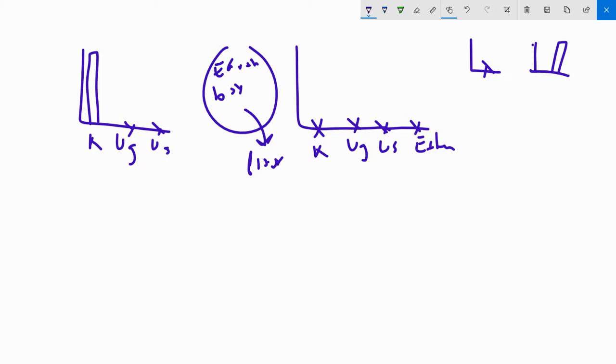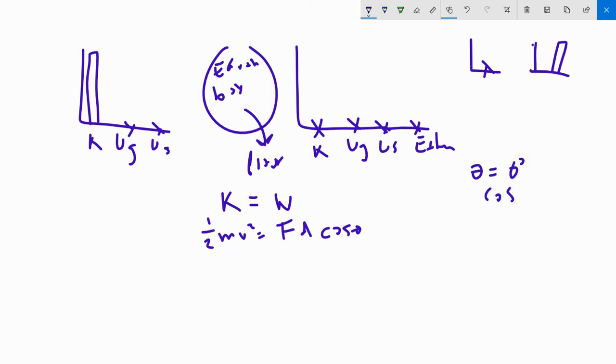Okay, so let's set up our scenario. So we still have K on one side, and that's going to be equal to work. Okay, let's plug in our base formulas. 1/2 mv squared is equal to force times distance times cosine theta. Let's clean up this work formula to make it a little easier for us to work with. So we know our theta is 0 degrees. So cosine of theta is going to be equal to 1. So we can erase that, not have to think about it. It's just multiplied by 1.